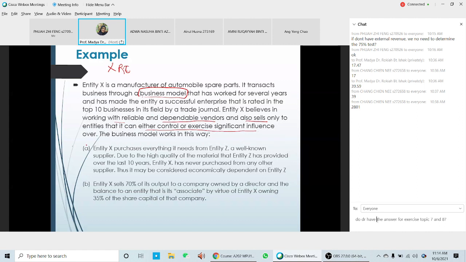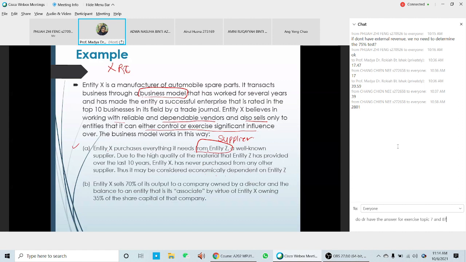So we need to determine here whether the partners, the entities dealing with X, are related parties or not. Okay, the first one: X purchases everything it needs from entity Z. So entity Z here is a supplier. Due to the high quality of the material entity Z provided over the last 10 years, entity X has never purchased from any other supplier. Thus, it may be considered economically dependent on entity Z.